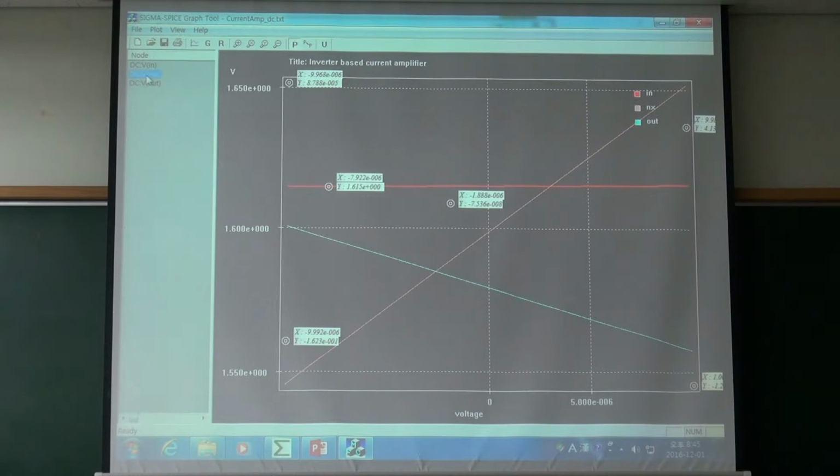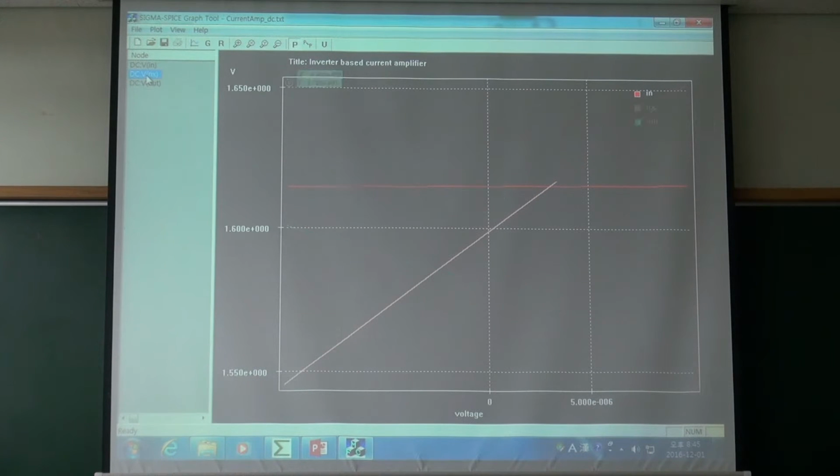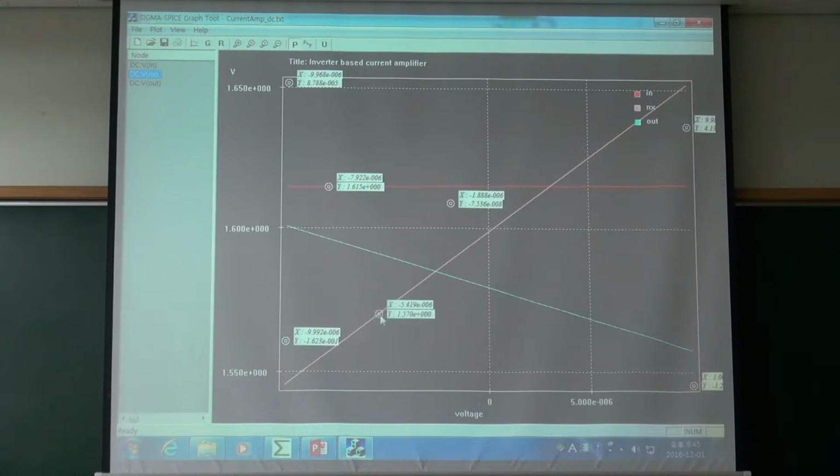And then the NX node voltage. The NX node voltage is this magenta one. So the NX voltage changes, but there is some offset, right? At zero, there is a pretty large offset, right? We hope it's the same as this logic threshold, but it is not.